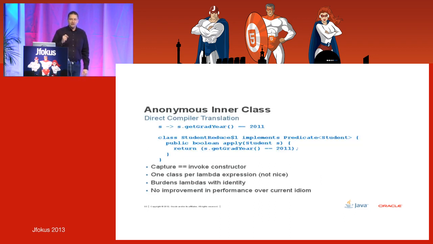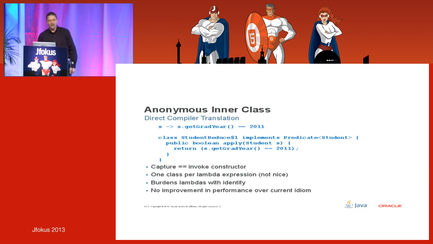Well, anonymous inner class, okay, so direct compiler translation. We take our lambda expression, we create an anonymous inner class which has the right type, the right set of parameters, the right return type, the right body of code, everything is great. When we capture a lambda expression within the code, what we need to do is invoke the constructor on that. So we've got the definition of the lambda expression, which gives us a definition of our class for the anonymous function, and therefore when we capture a lambda expression, we simply invoke the constructor on that.